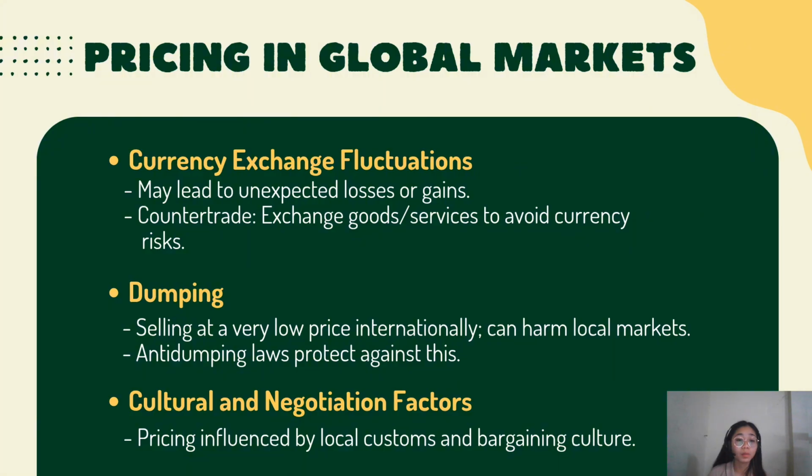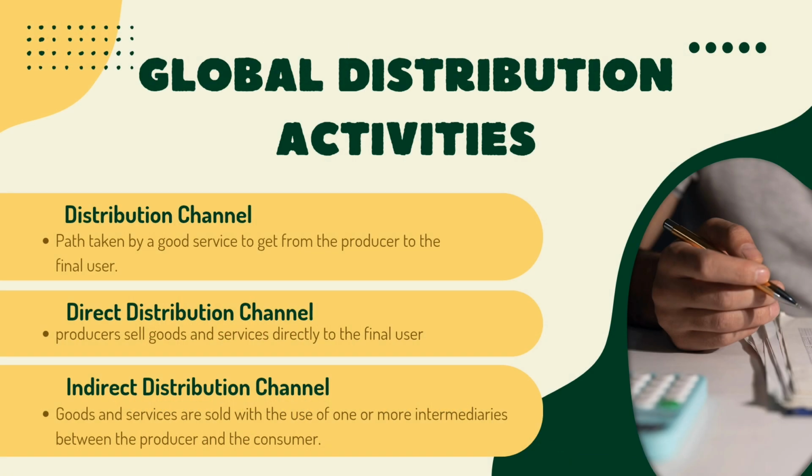Moreover, in many global markets, pricing is negotiated, not fixed. Bargaining is common in countries with strong informal markets, and businesses must understand local customs and negotiation practices to succeed. Now let's move to the global distribution activities.